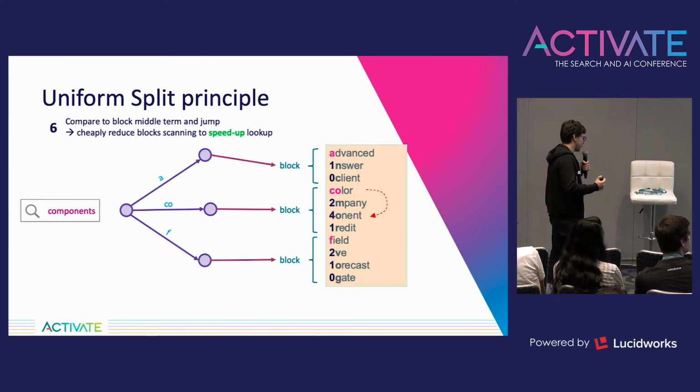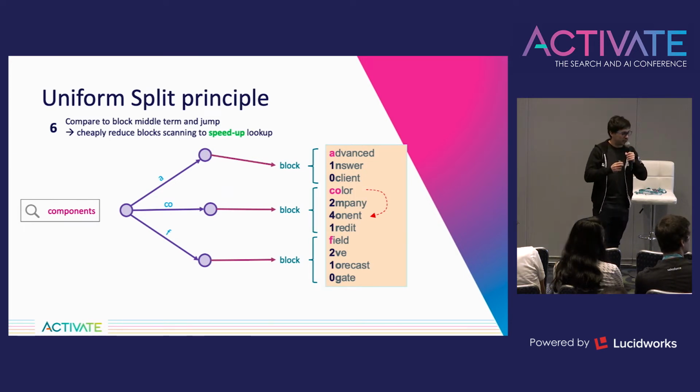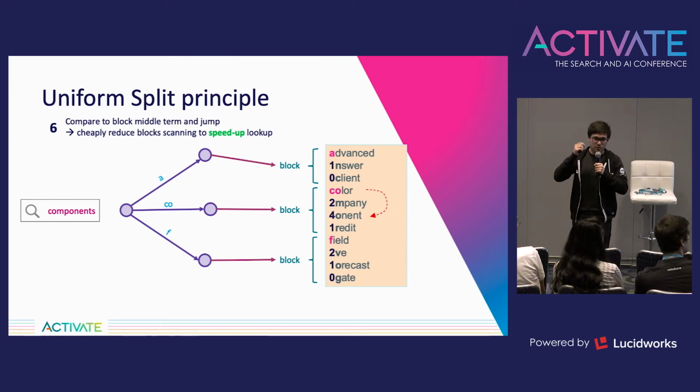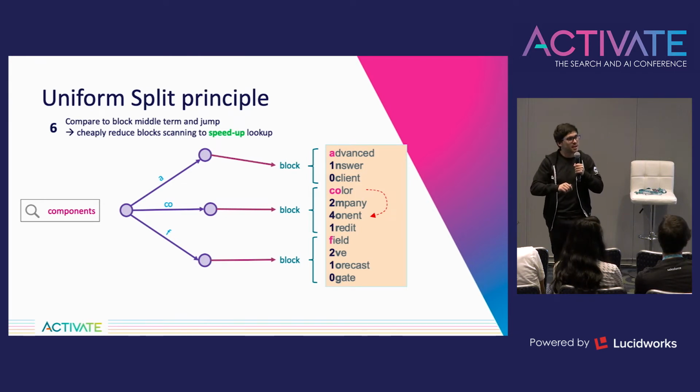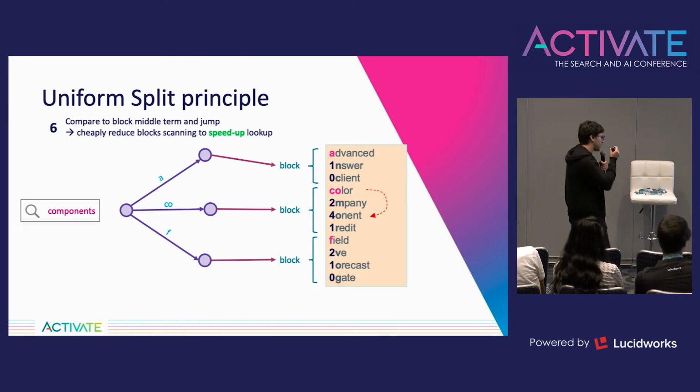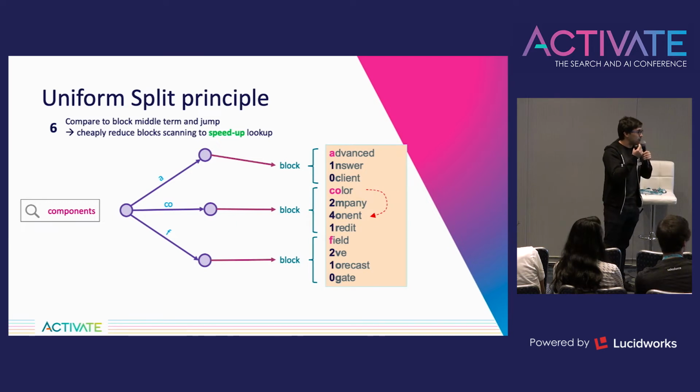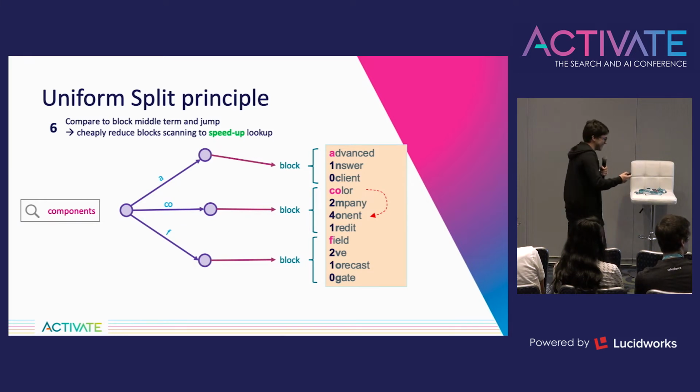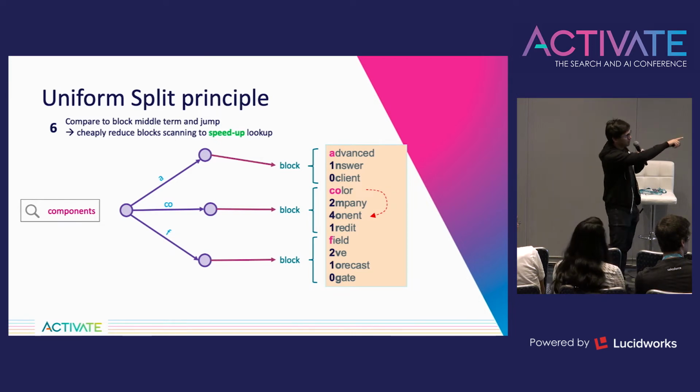So you say, okay, if I first look at the middle term of the block, I can know if I have to jump or to early stop in the scan. So just by making one additional comparison, we speed up the block scanning to the half. It was impressive. So yes, the example here is you're looking for component, you get to the block for color, but you first compare with the word component, and you know you have to jump.